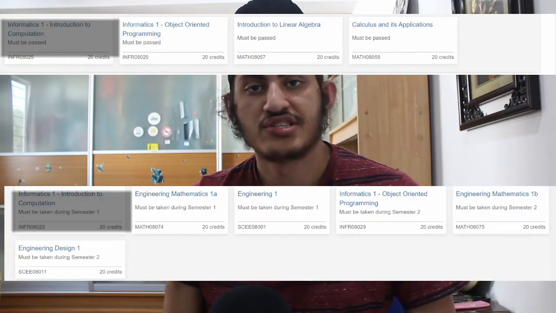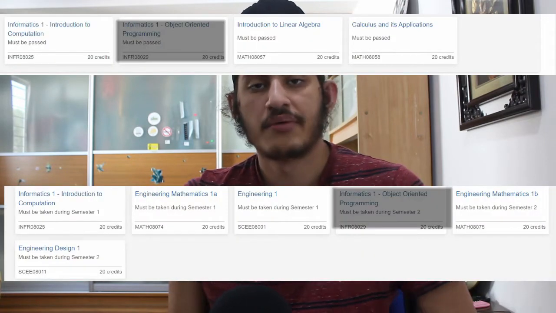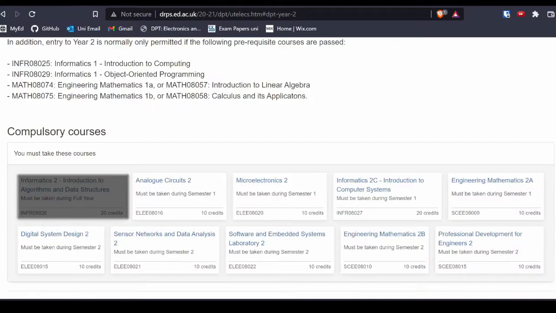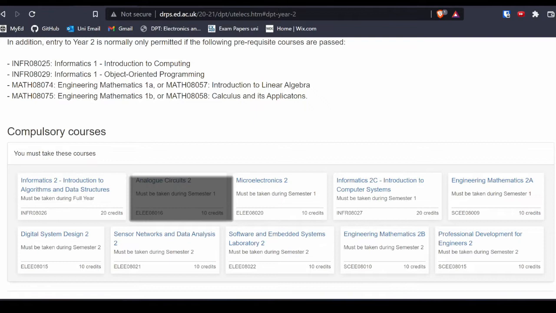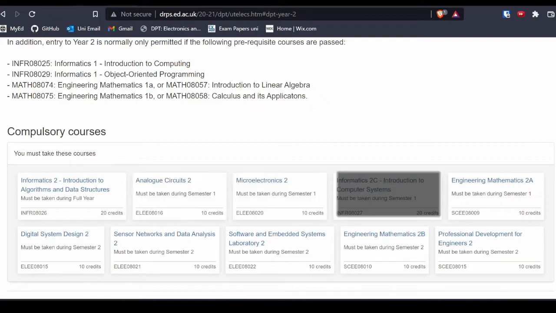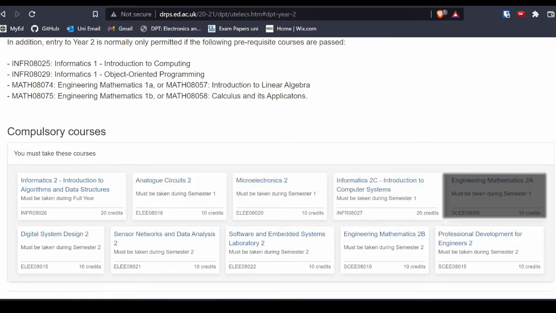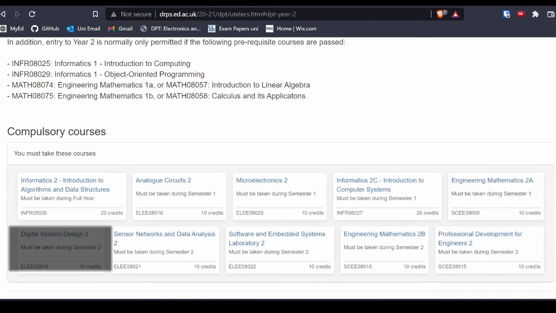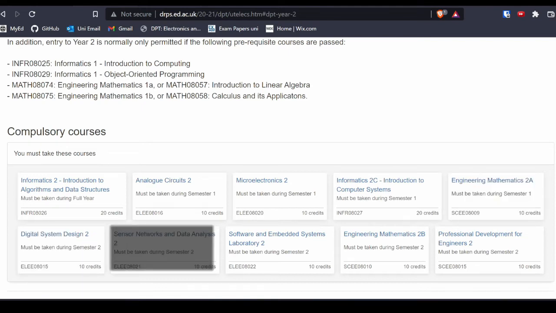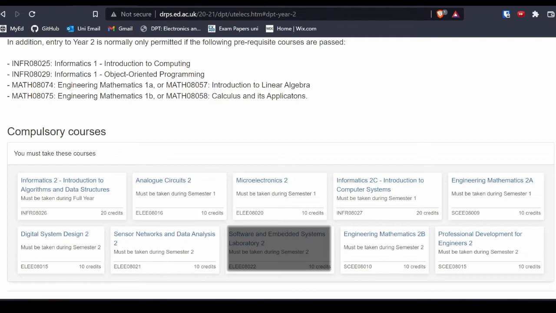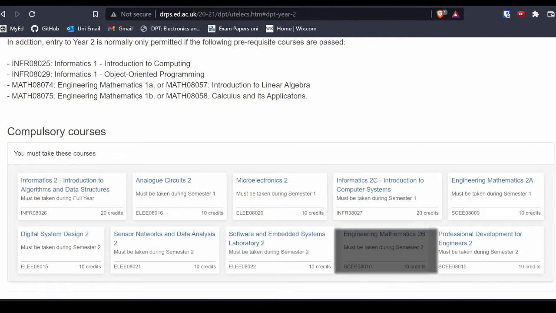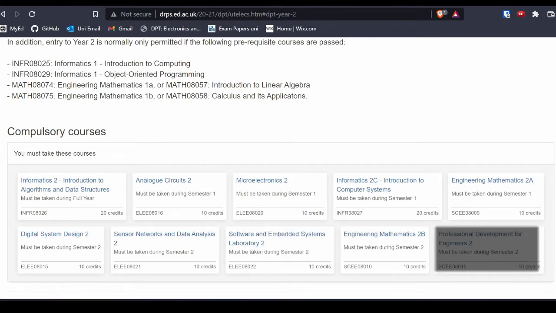The courses which were similar in both degrees were Introduction to Computation and Object-Oriented Programming. Now in year 2, the units I had were Introduction to Algorithms and Data Structures, Analog Circuits, Microelectronics, Introduction to Computer Systems, Engineering Maths 2A, Digital System Design, Sensor Networks and Data Analysis, Software and Embedded Systems Laboratory, Engineering Maths 2B, and Professional Development Engineering.